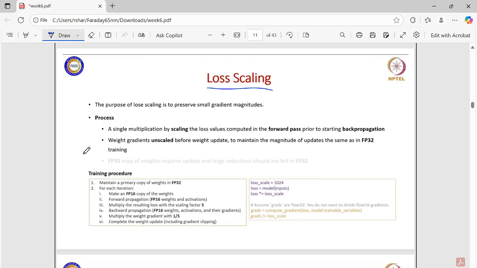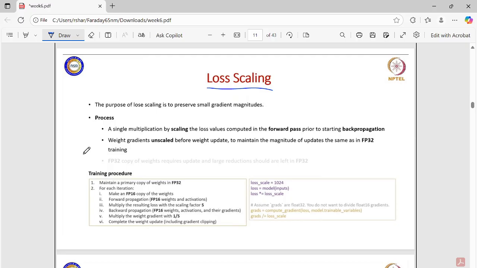Suppose, for example, we have a loss of 0.001. Now we multiply it by 1024, so it becomes 1.024. Now compute the gradients using the scaled loss. After the backward pass, divide the gradients by 1024 and then update the model weights with the corrected gradients. So this is the example.